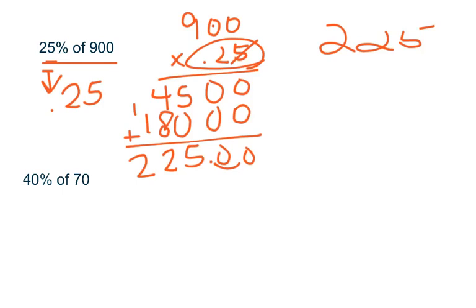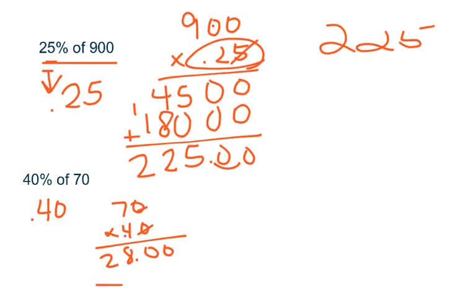Let's do the next one, 40% of 70. Once again, take this percent, I'm going to change it into a decimal, and now I'm going to go ahead and multiply 70 times 40. This one is pretty easy because you have 2 zeros, and you can just put them here as your answer, right? And then 4 times 7, it's 28. Go ahead and write your answer. And that's the correct answer, 28. Don't forget, you have to put your decimal in the right place.